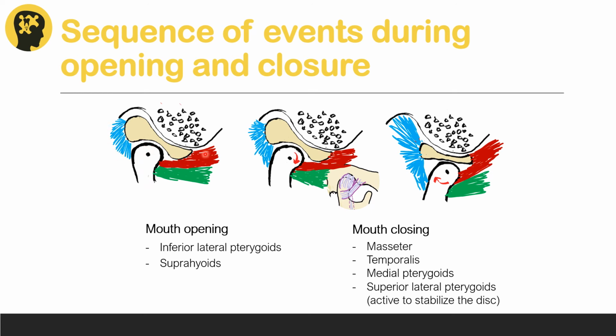This here in red would be the superior head of the lateral pterygoid muscle, and this here in green would be the inferior head of the lateral pterygoid muscle. This here is the temporomandibular ligament, which we discussed is the anterolateral thickening of the joint capsule itself. Now, mouth opening is initiated by the depressor muscles and gravity, of course. The depressor muscles being the inferior lateral pterygoid muscles and the suprahyoid muscles, which contract bilaterally to initiate mouth opening.